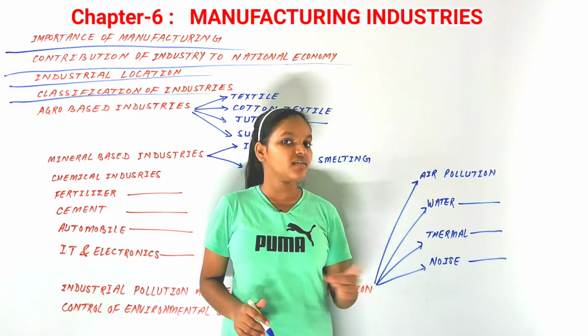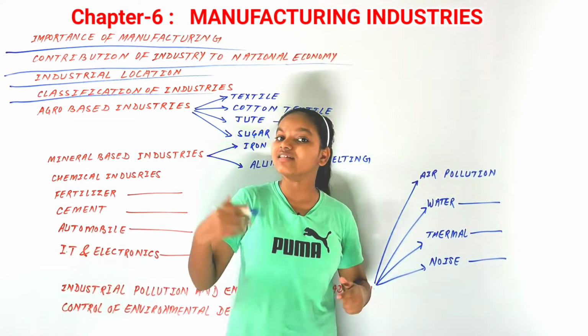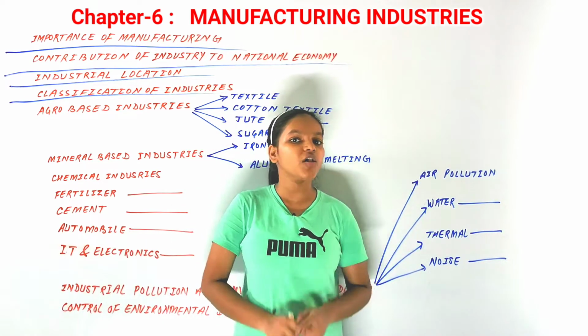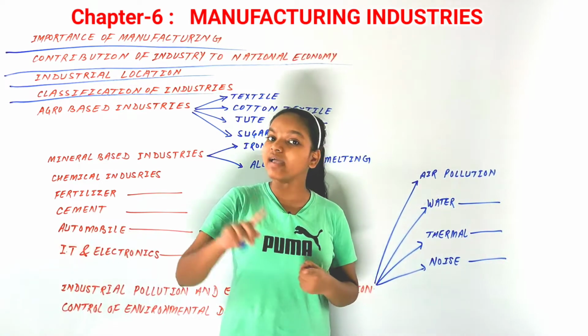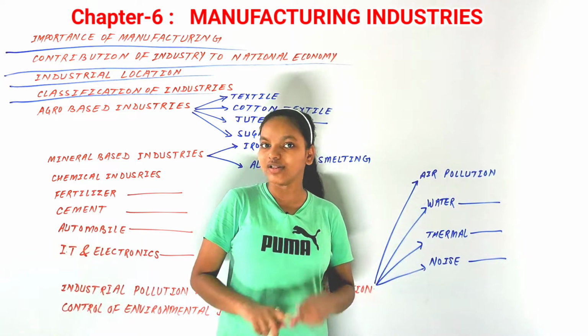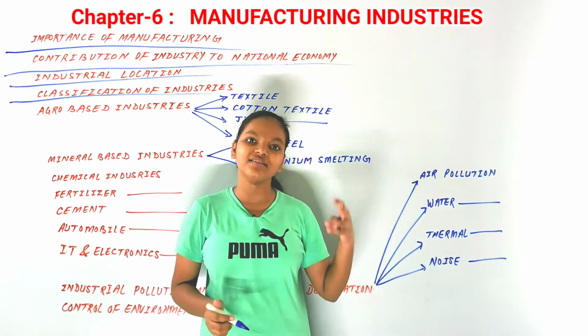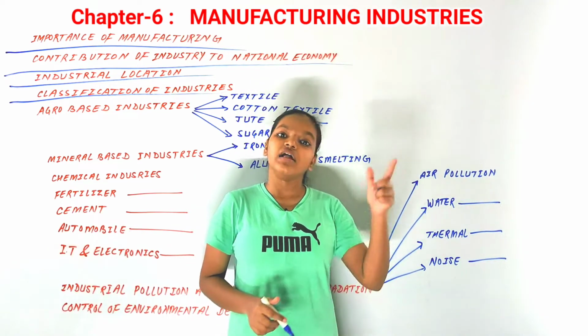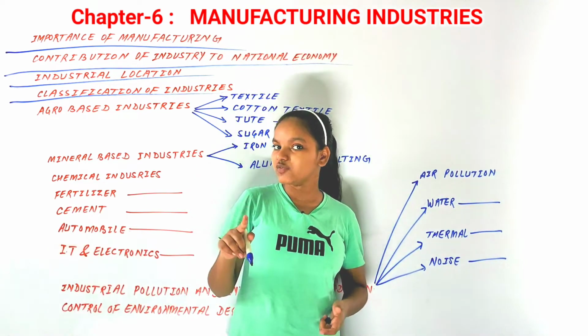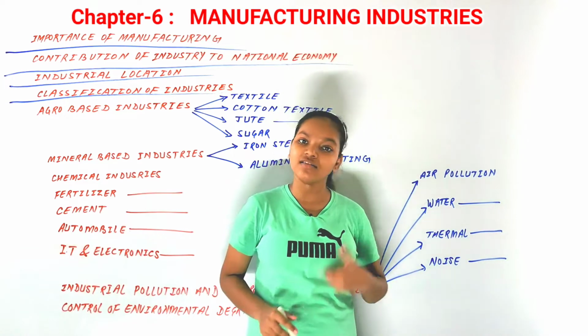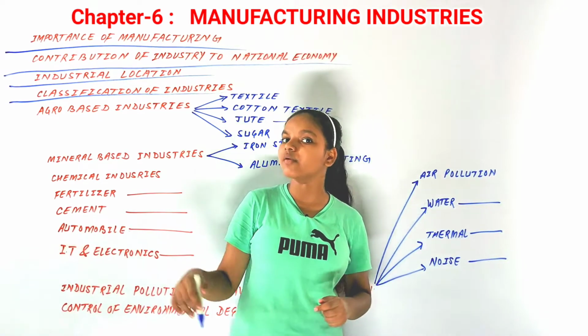After that, on the basis of ownership, you can also classify the industries. First of all, private sector industries, which are owned by an individual or a group of individuals. For example, TISCO, which is Tata Iron and Steel. That is owned by an individual or a group of individuals. That is the private property of a person or a group of persons.